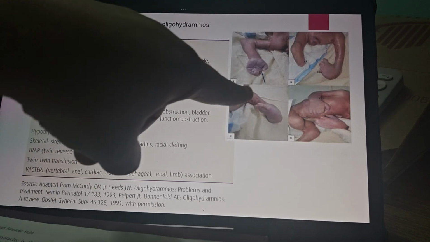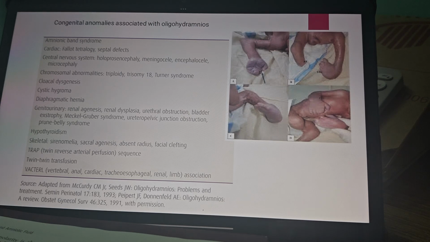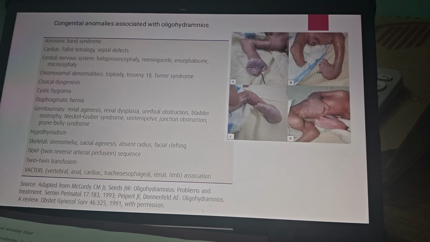Can you see the legs of the baby? These babies' legs have been compressed due to reduced liquor and have an abnormal shape, as you can see in this image. So, amniotic band syndrome. Cardiac abnormalities include tetralogy of Fallot and septal defects. CNS abnormalities include holoprosencephaly, meningocele, encephalocele, microcephaly.